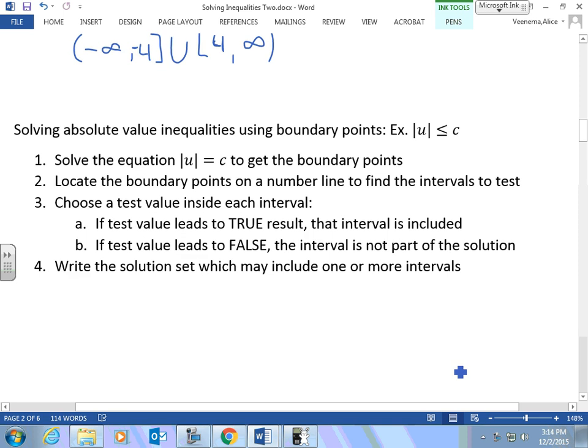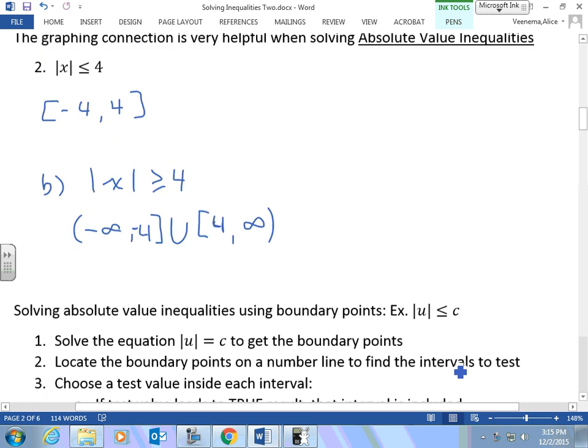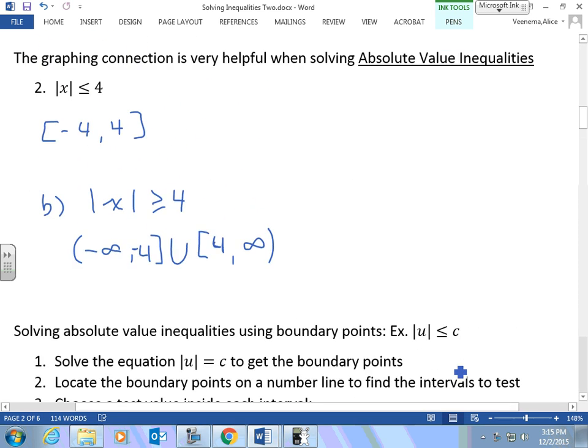So these are the steps to solving an absolute value inequality using boundary points. For example, the absolute value of u is less than or equal to c, and c is some constant. If we look at this original one, we've got the absolute value of x is less than or equal to 4. Where did it cross? What were the boundary points of that function?